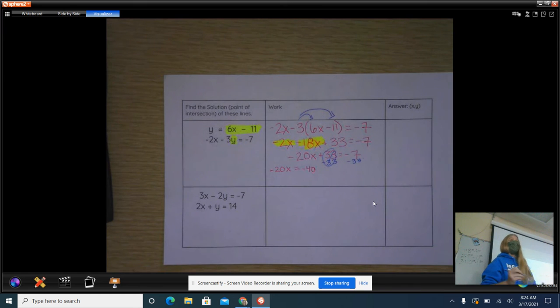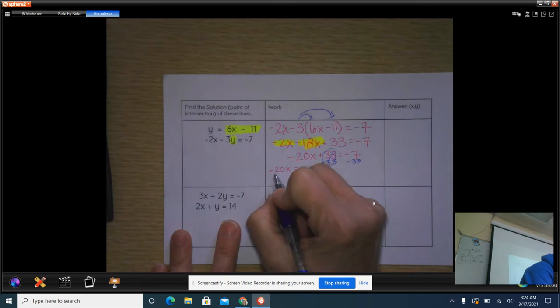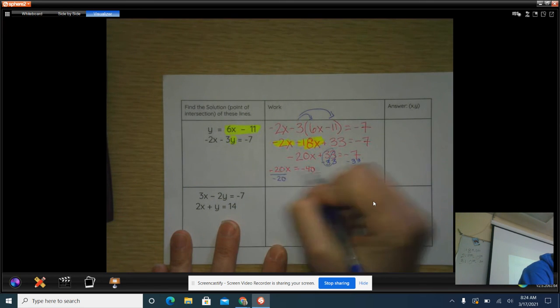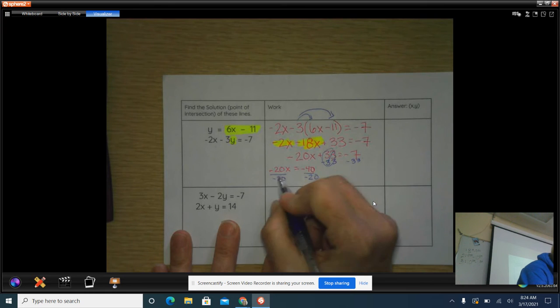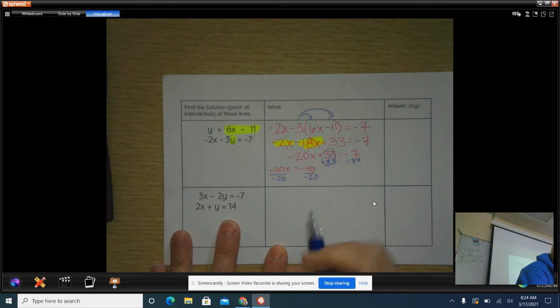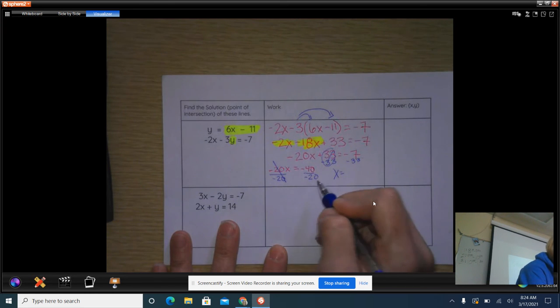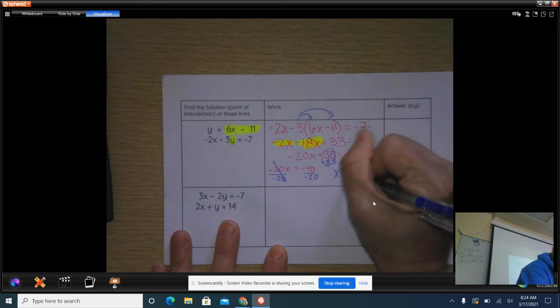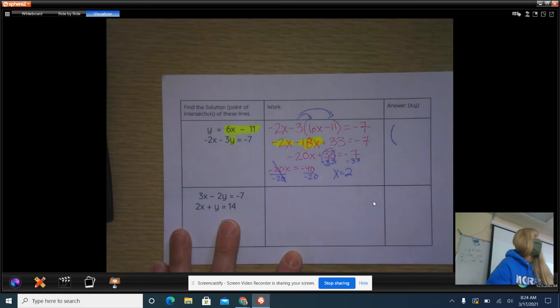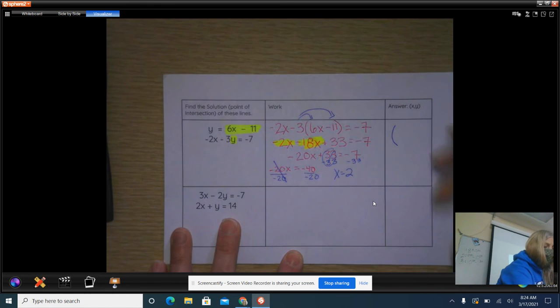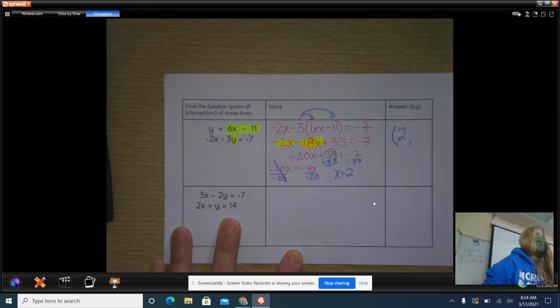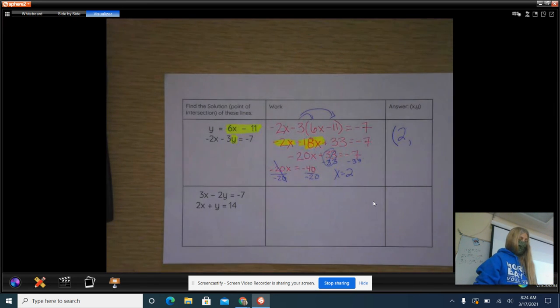We're going to finish solving for x by doing the opposite operation of multiplying by negative 20, which is dividing by negative 20. Negative 20 divided by negative 20 is 1, and 1 times x is x. So x is equal to negative 40 divided by negative 20, which is positive 2. So I'm going to set up my answer, and I know that my x value of the place where they intersect is going to be 2.